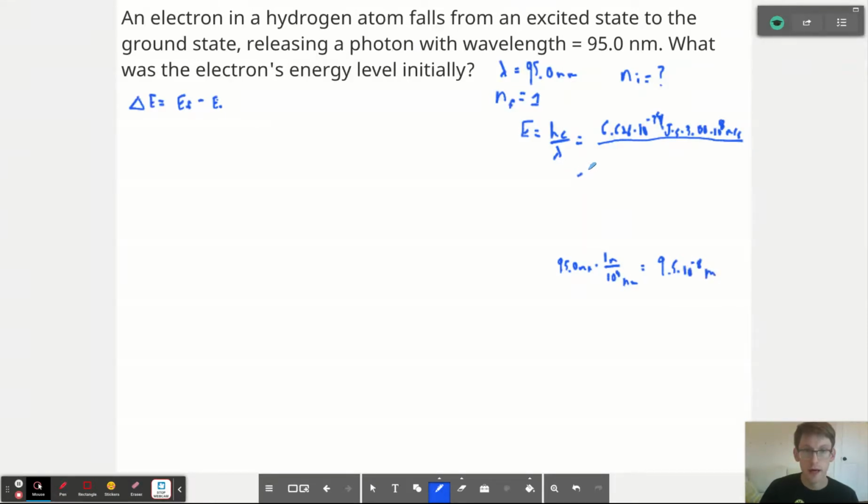And so now I can say this is divided by 9.5 times 10 to the negative 8th meters. So my energy of the photon that's released is equal to this quotient, which is going to come out to 2.09 times 10 to the negative 18th joules. So there we go.